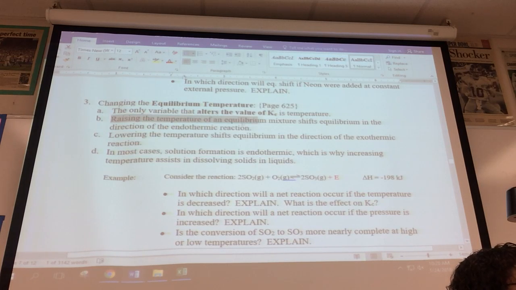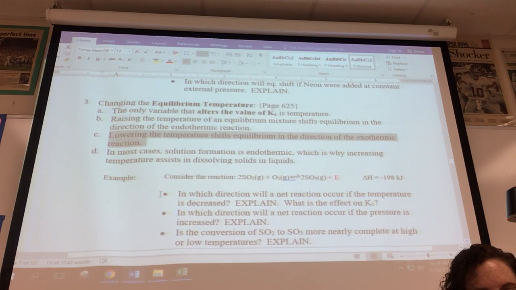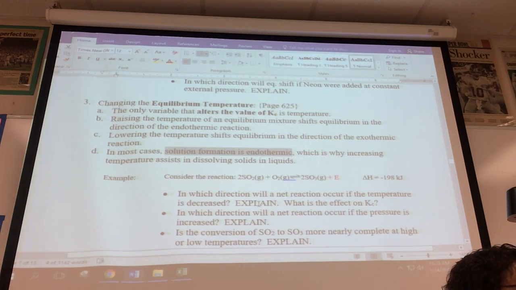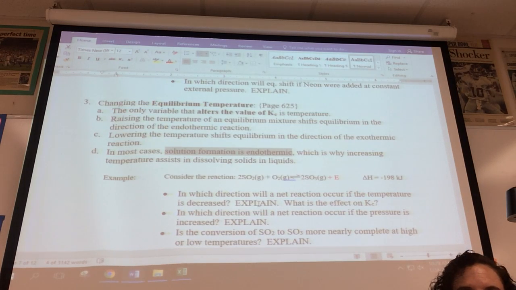Raising temperature results in a shift in equilibrium in the endothermic direction, lowering it in the exothermic. That sometimes is very difficult for the kids to master, so I tell them to put the energy term in and make it work. In most cases, when you are trying to make a solution, you'll find the endothermic technique works. That is to say that if you're trying to dissolve solute in solvent, you'll typically heat it up because solution formation happens to be endothermic.